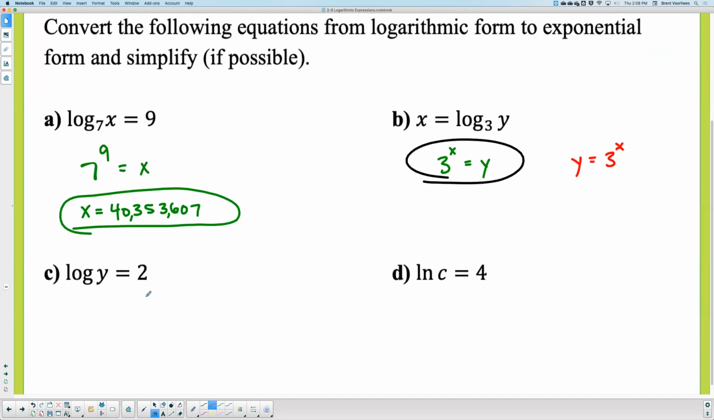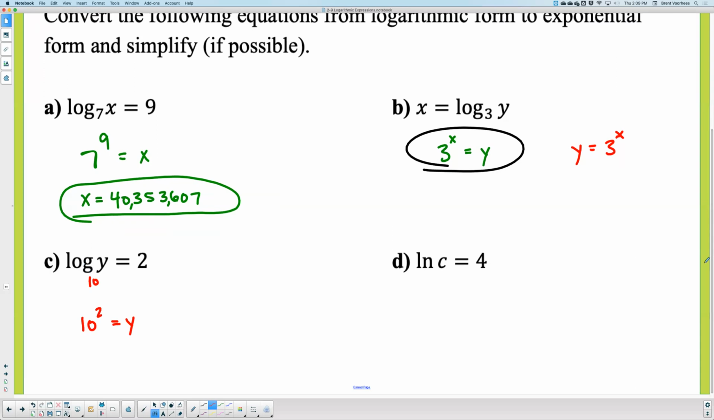Okay, what about here? This just says log and nothing else. Log 2 equals y. It has a base of 10. It's a hidden base. If it says the word log, but it doesn't show you the base, the base is 10. So when we convert out of the log, 10 squared equals y. Now I'm guessing y'all know what 10 times 10 is. y would equal 100. There's that answer.